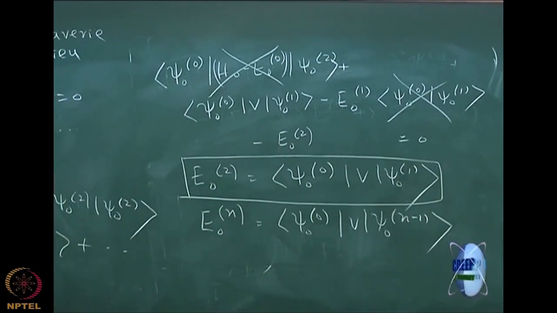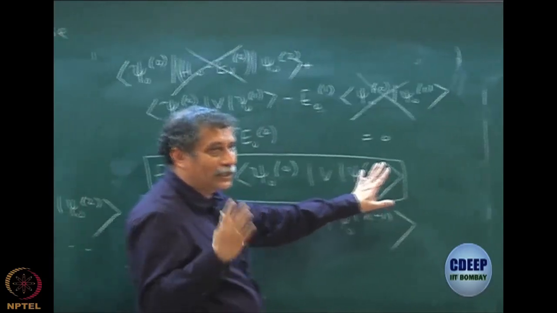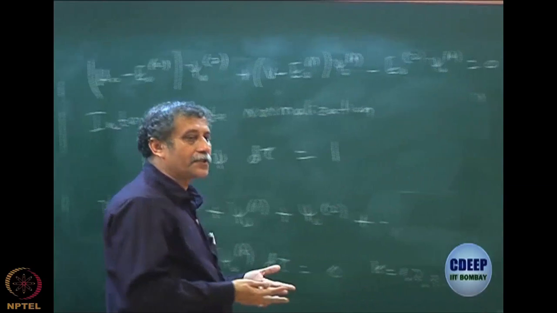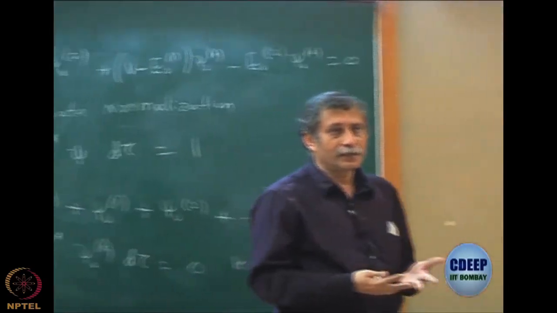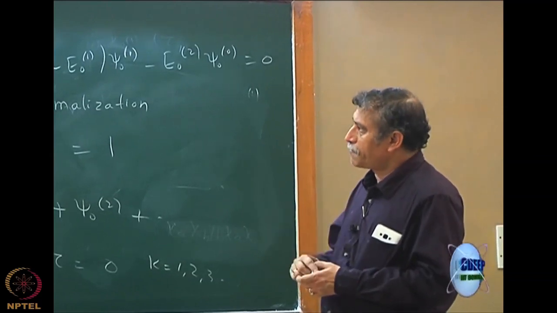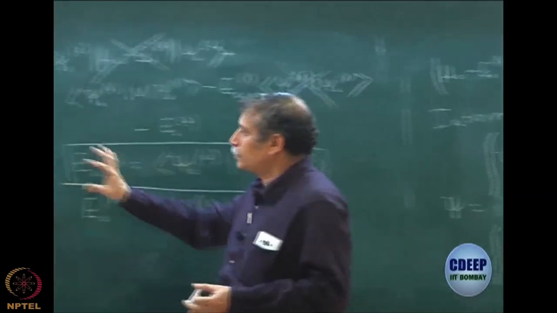So of course, you have to work with this. But now you realize that to work with this, I need psi 0, 1. I have not bothered about it yet. What is the correction to the wave function at the first order? That is something where I will start next time. If I know this, then only I can get back to E naught 2.